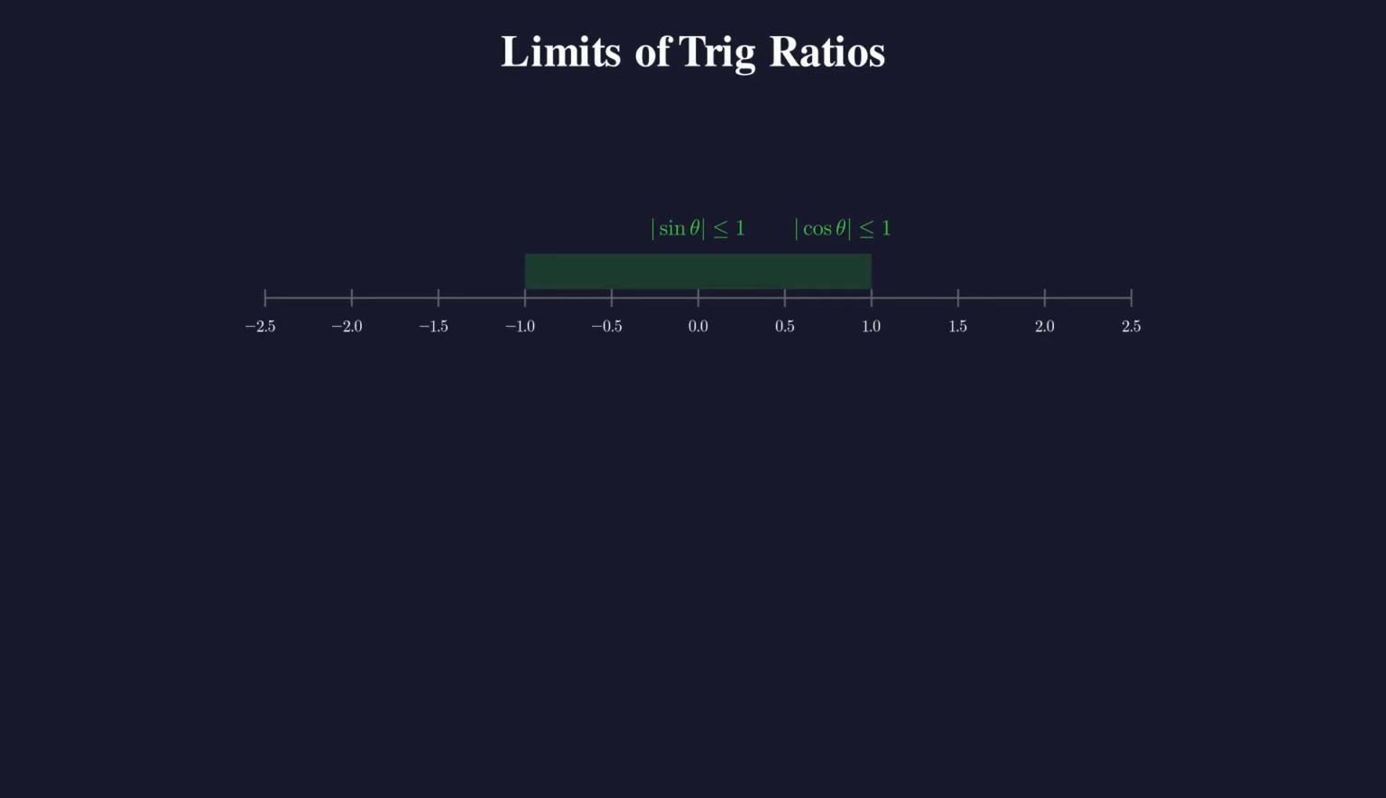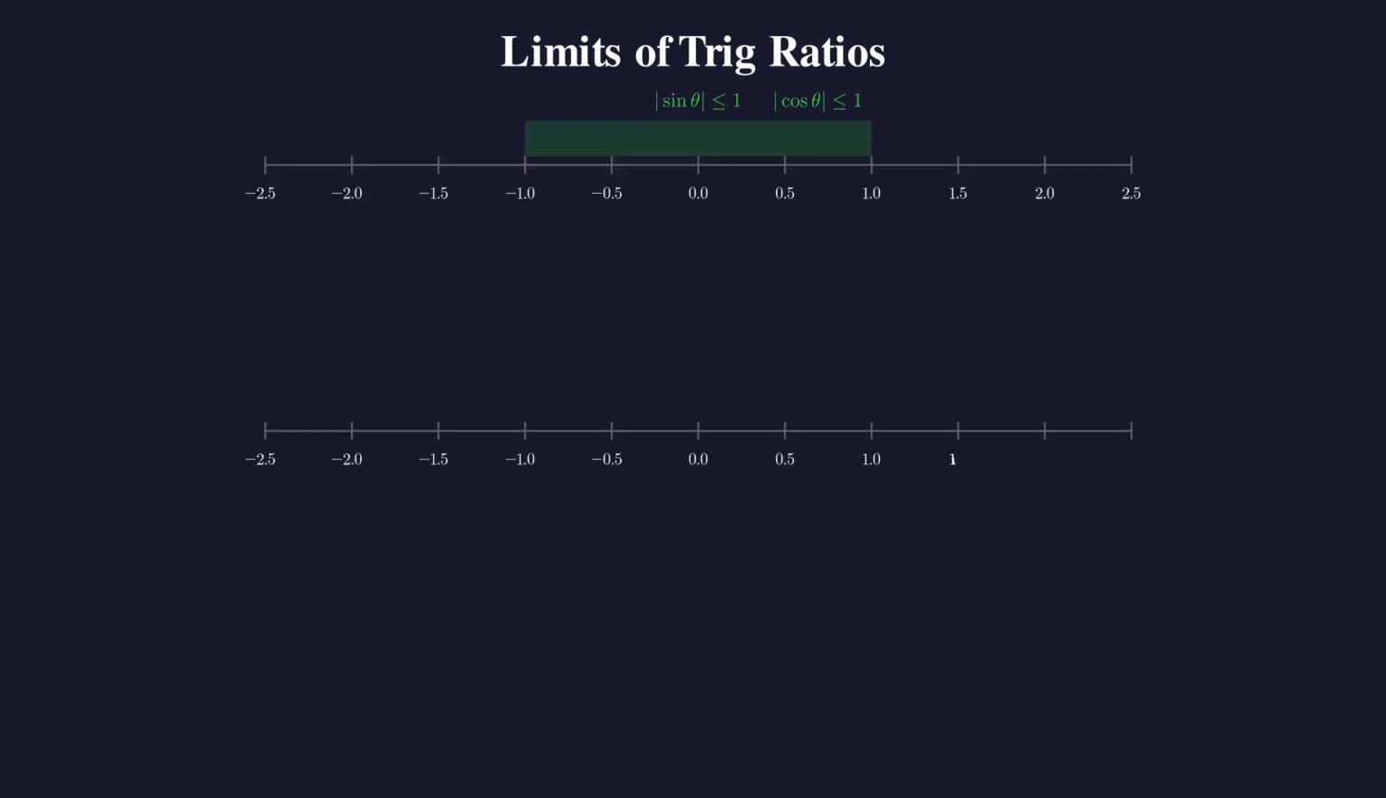Elegant. Now, can sine theta be 10? Can cosine be 50? Think geometrically. The perpendicular PM can never be longer than the hypotenuse OP. So sine, PM over OP, can never exceed 1. Same for cosine. Both are trapped between -1 and 1.